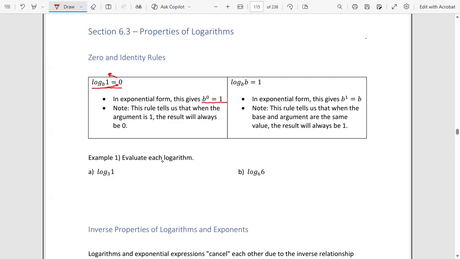If you look at example 1, it says evaluate each log. It's asking you, what is the log of 1 base 3? When you see log of 1, no matter what the base is, you say 0.